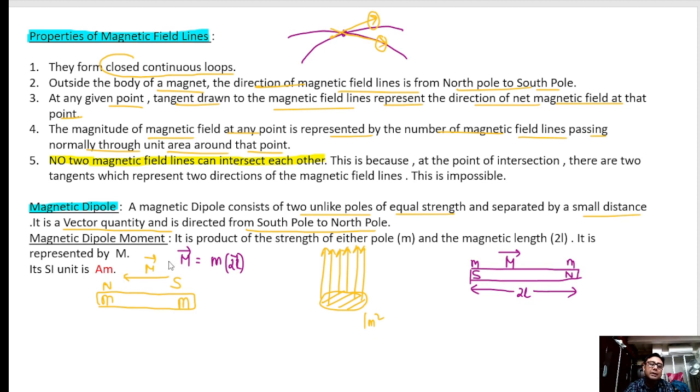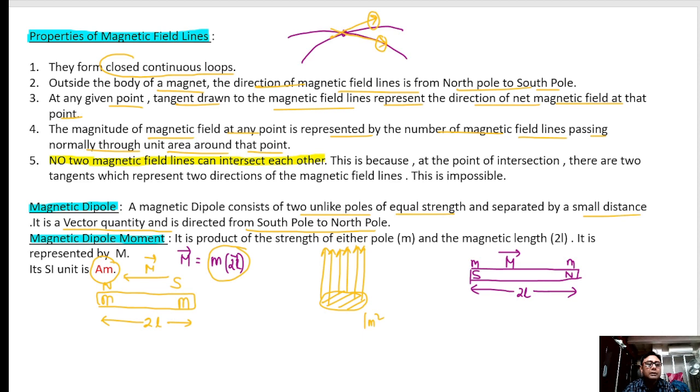And what is the magnetic dipole moment? Magnetic dipole moment is the product of the magnetic strength and the distance between the two poles. Its SI unit is ampere meter. Clear?